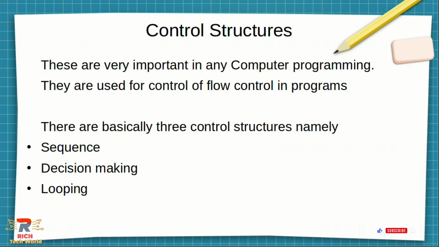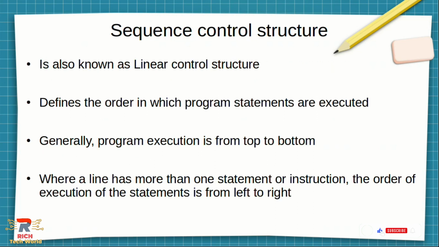So first of all, talking about the sequence, it is also known as the linear control structure. It defines the order in which statements in your programs are executed. We've learned about the input and output statements, how to display things, and also how to receive input from the user. With this sequence control structure, it just determines which particular statement is executed first by your program.